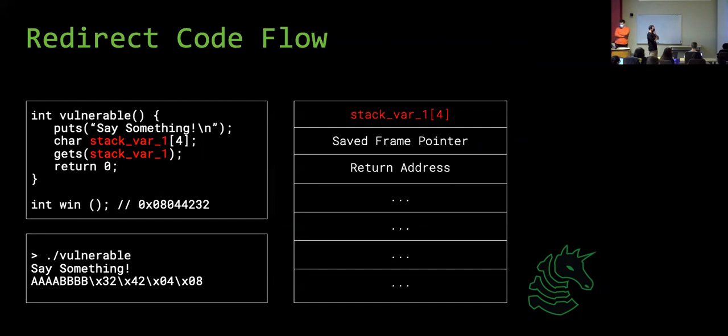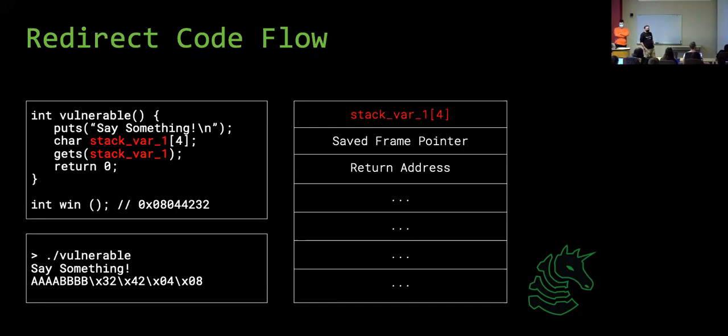And then if you look at the bottom left here, our user input is 4 A's, 4 B's, and then some hex digits. So what's going on there? First off, those 4 A's will overwrite the 4 bytes that are in stack bar one. Then we have that frame pointer, which I mentioned earlier, which for now you don't need to know what that is, just know that it's 4 bytes and it's there.